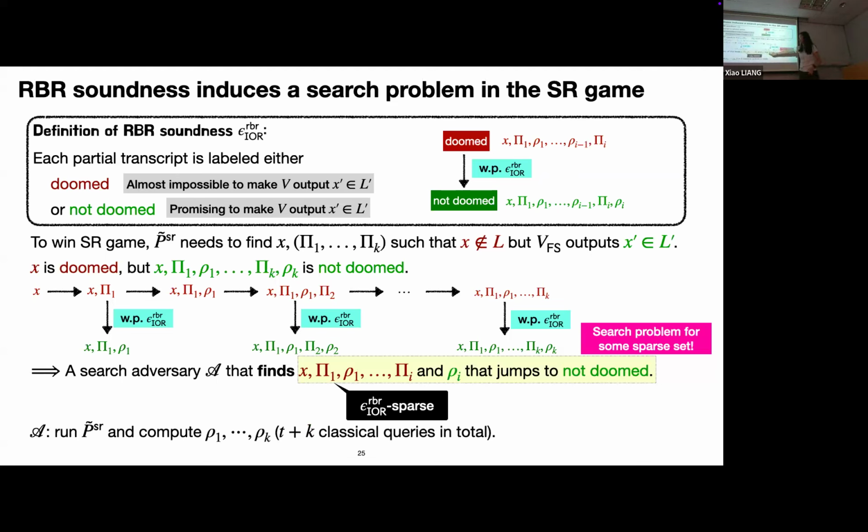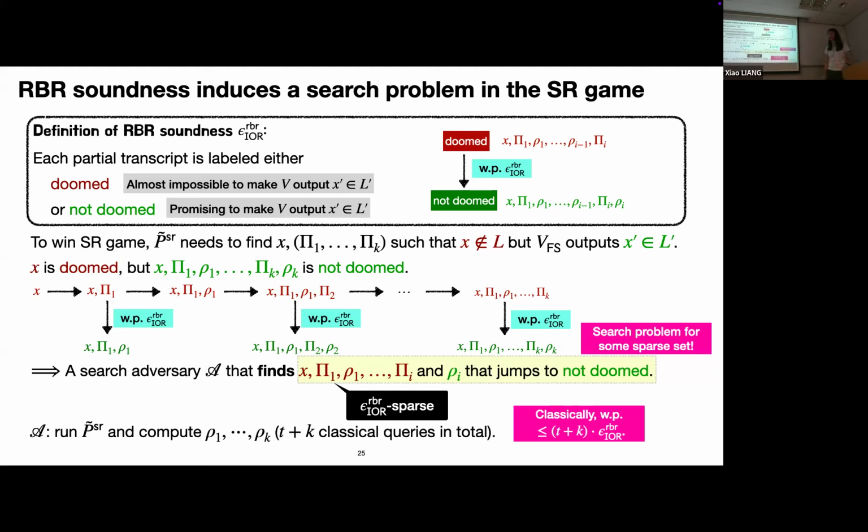And the search adversary will run the state restoration prover, and then it will compute row 1 to row k itself at the end after the prover outputs its classical output. So it makes T plus k classical queries in total. And classically, with T plus k queries, you could find something in this sparse set with probability at most T plus k times epsilon.